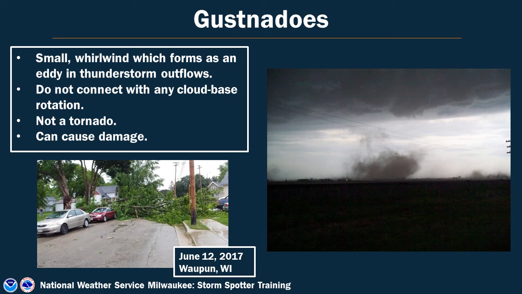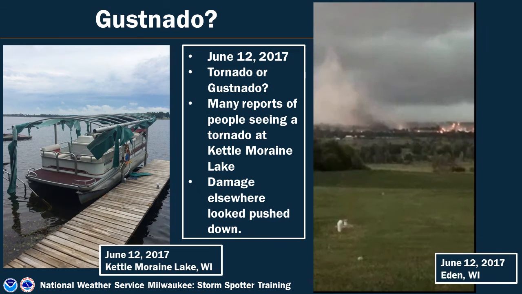Finally, that brings us to Gustnadoes. These are small whirlwinds which form as an eddy in thunderstorm outflows. They don't connect with any cloud base or rotation, and these are not a tornado. However, these can cause some damage, and so we're happy to get reports about them.